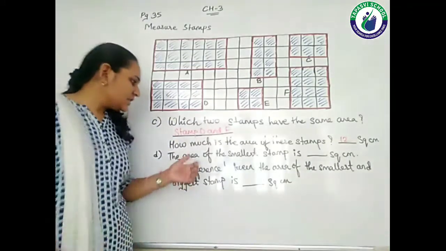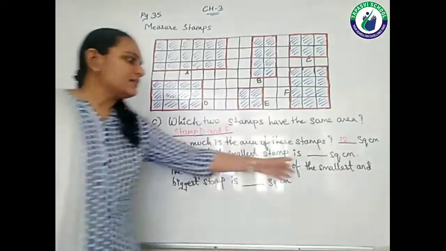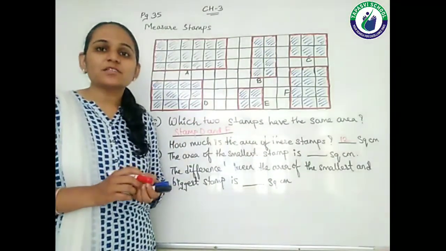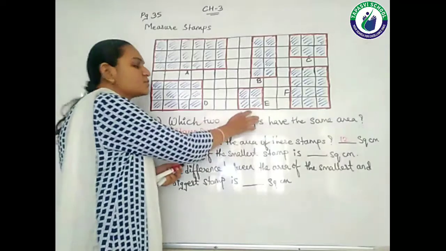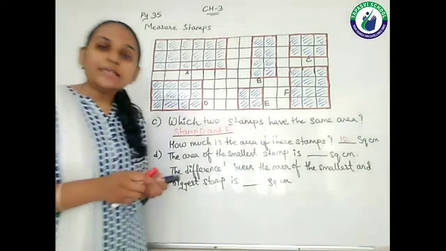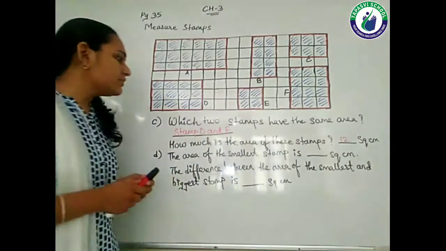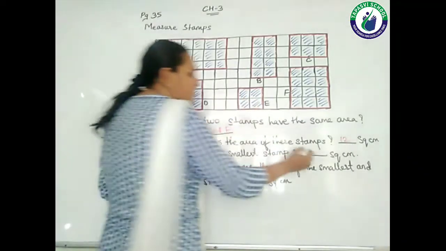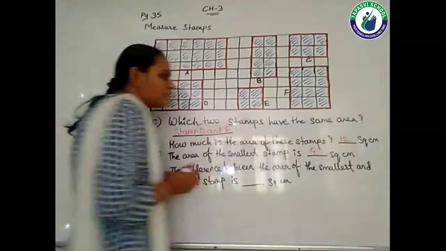Next one, students, the area of the smallest stamp is, if you just see all the stamps, which stamp is having the smallest area? This one. That means stamp E. So what is the area of this stamp? 1, 2, 3, 4. So here I am writing 4 square centimeter.